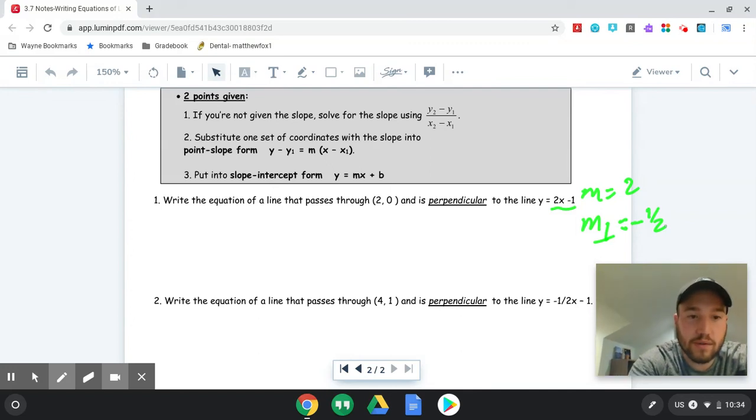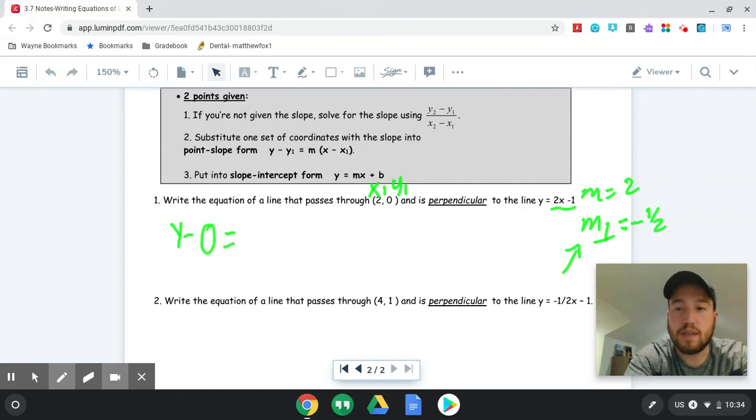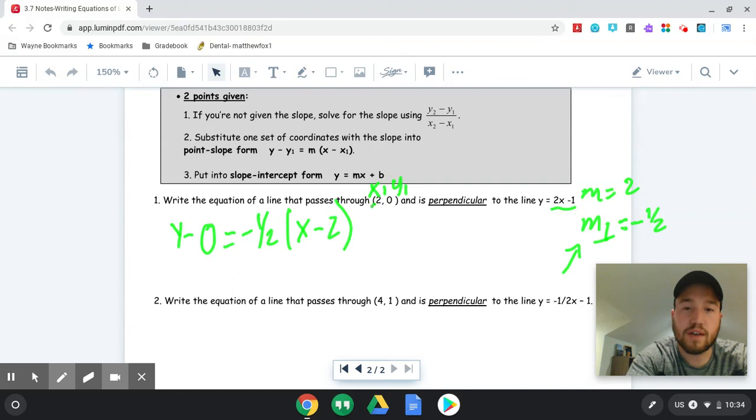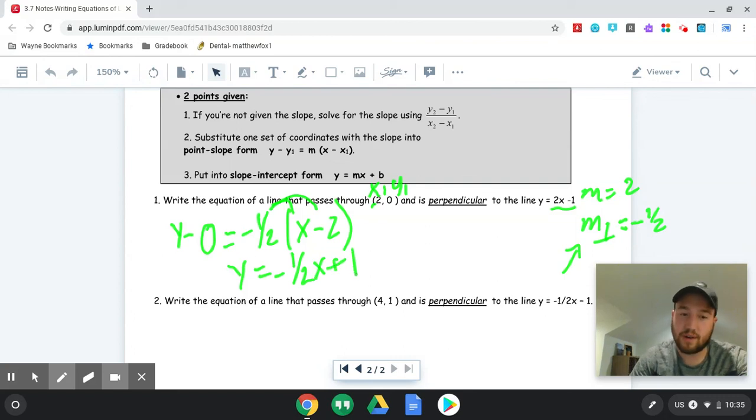Now let's plug it in. So we'll start y minus, remember this is our x1, this is our y1, and our slope is right there. So y minus 0, that worked out nicely, equals negative 1/2 times (x minus 2). We got that from right here, the x1. Now we rewrite that: y equals, we distribute here, negative 1/2 times x is negative 1/2 x. Negative times the negative becomes positive. Half of 2 is 1, and we are done.